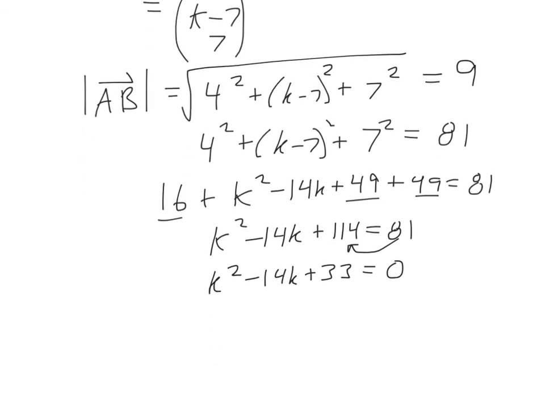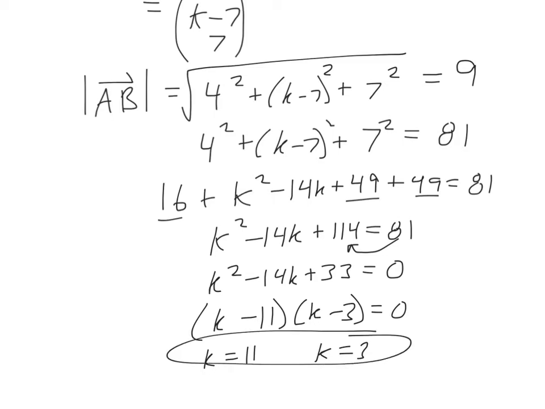Last thing I need to do is figure out how to solve this for K. Fortunately, that's a quadratic, and we're really good at these. I'm just going to factor this. This factors into K minus 11 and K, oops, not plus, K minus 3. And that means that K could either be 11 or K could be 3.